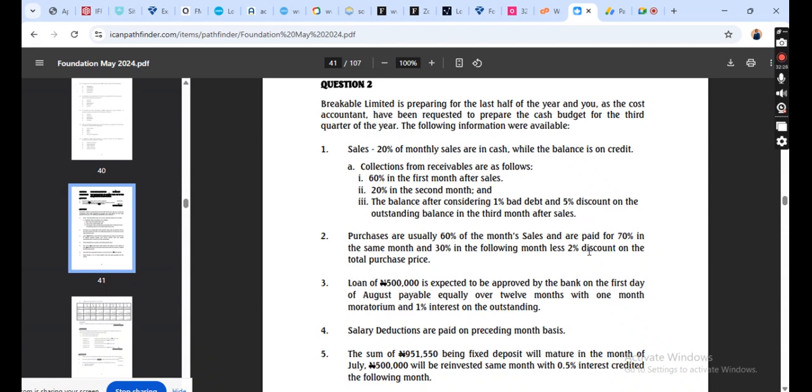The purchases are paid for 70% in the same month. You pay 70% as cash payment in that same month. And the remaining 30%, what will happen? 30% in the following month. What is the following month? That is 30 days, less 2% discount. We will deduct the 2% discount.